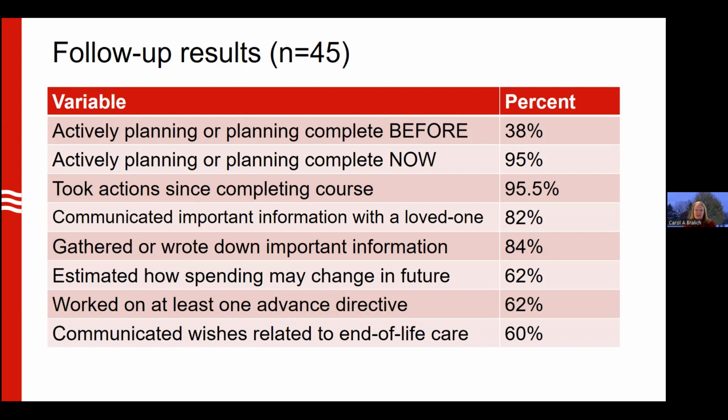95.5% have taken some planning action since the course. And then the remaining lines show the percentage of those who have self-reported specific actions, such as communicating with a loved one, gathering information, looking at changes in finances to come, and working on at least one advanced directive. So think about where we were on the previous slide with the intentions. Now, after the follow-up results, we're seeing some really good percentages of folks who have started doing some of those activities for planning ahead. So very encouraged.